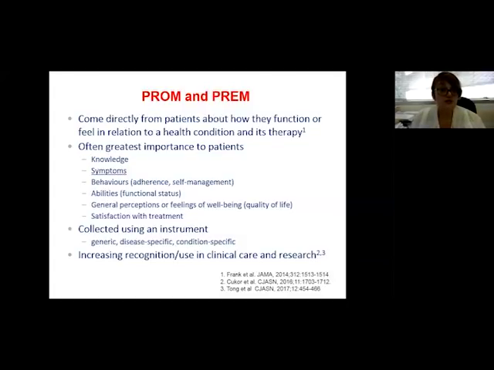An evaluation tends to be that they're satisfied with treatment. The rest are outcome measures. So we can collect this using an instrument, a survey questionnaire. It can be generic, such as a quality of life measure, or it can be disease specific, or it can be condition specific. And as I've just said, there's an increasing recognition and use in direct clinical care, but also in research.